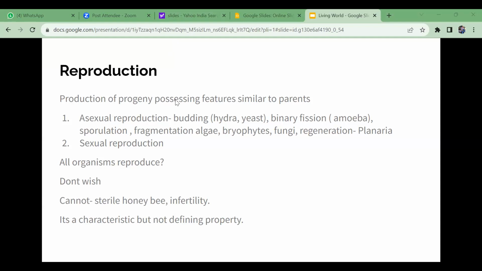So reproduction is the production of progeny possessing features similar to the parents. What is reproduction? Production of progeny possessing features similar to parents. So we are producing progenies which are similar to parents. First one is asexual reproduction. What is happening over here? First, budding is seen, in Hydra and yeast. After that, we see binary division in amoeba.